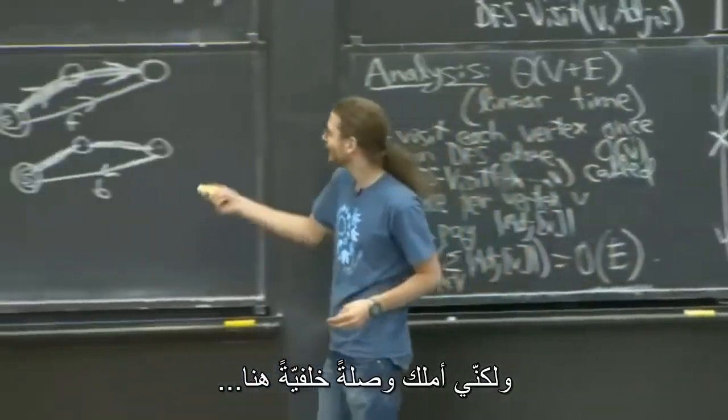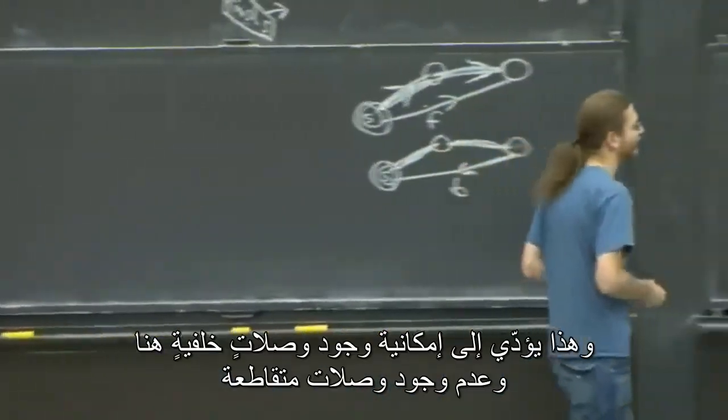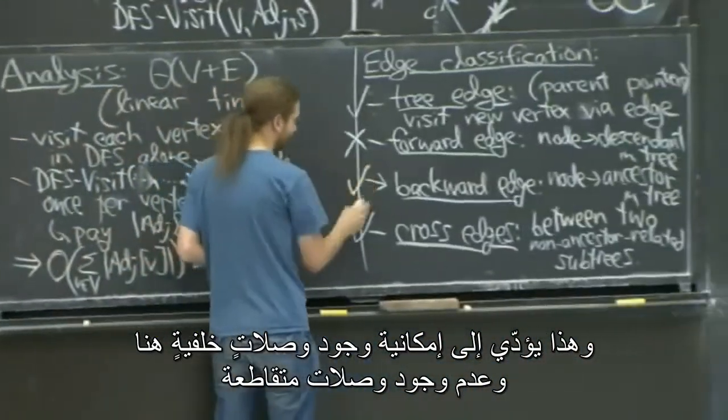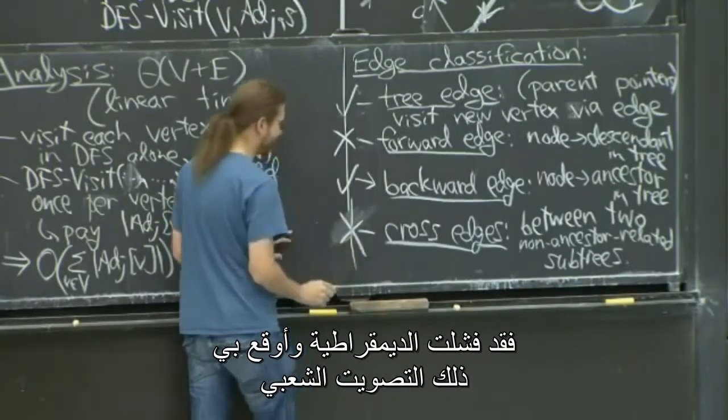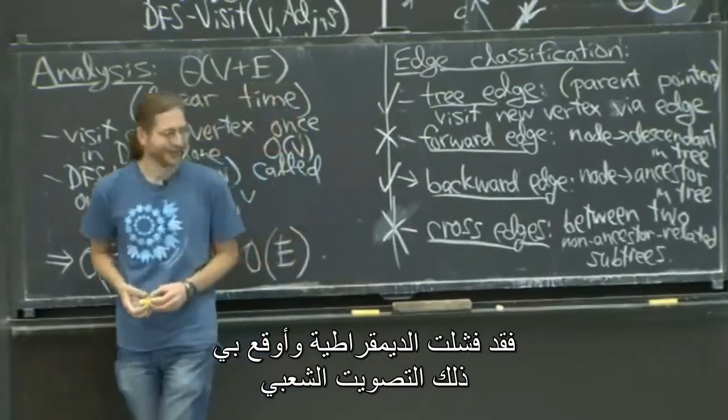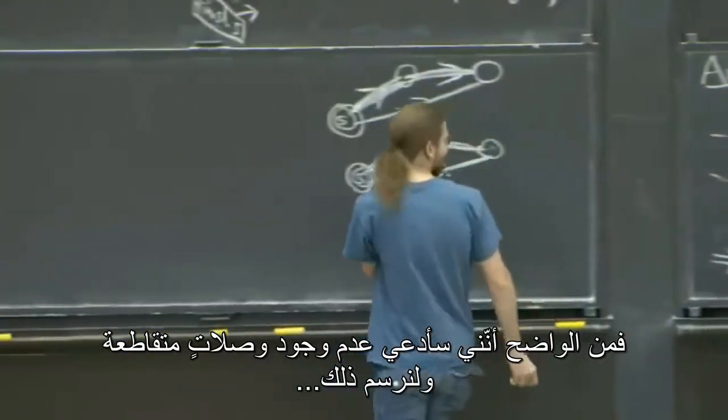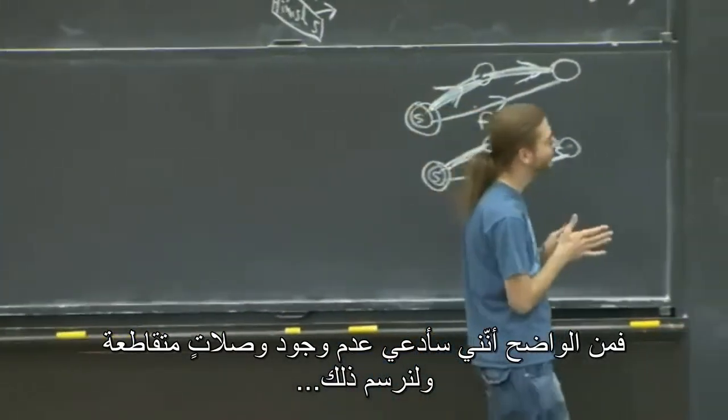But I have a backward edge here. That would suggest I can have backward edges here and no cross edges. Well, democracy did not work. I was swayed by the popular vote. So I claim, apparently, cross edges do not exist.